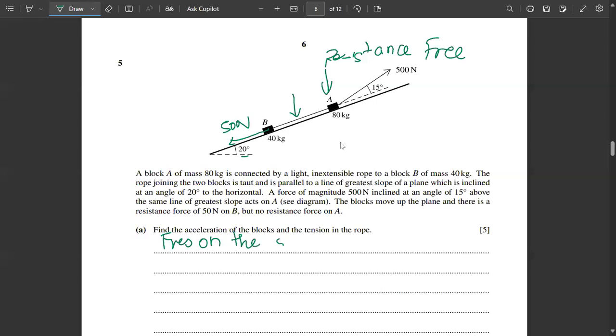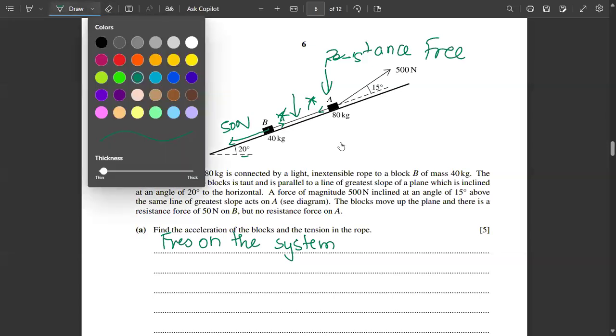What does that mean? That means consider A and B to be one object only. So this will have tension right here like this. This will have tension right here. But both tensions cancel out. So we do not include tension. So this is A plus B and mass is 120 kg. Actually, we cannot do it like that. We have to calculate it separately, then combine it together.